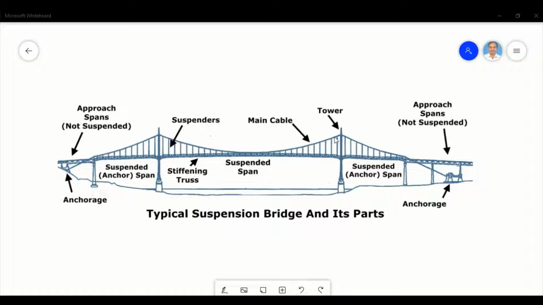These suspension cables are supported at the towers either by a hinge support or a roller support. Sometimes the roller is also called a rocker support. Beyond this support, we have anchor cables. These anchor cables are anchored by an anchor block, and the span between these towers is called the suspended span. The span between the tower and the anchorage or the approach is called the anchor span.